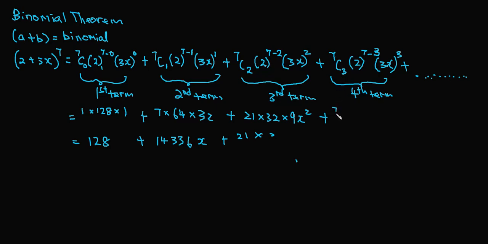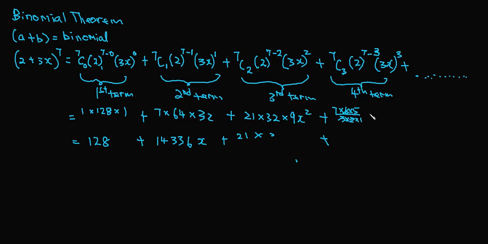7C3 is basically 7 times 6 times 5 over 3 times 2 times 1. The 6 is cancelled out. Okay, so 7 times 5 is 35. This one is 35 here. Let's start from this.